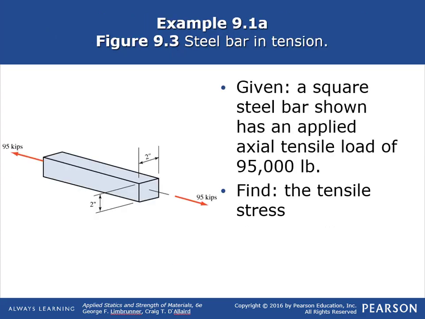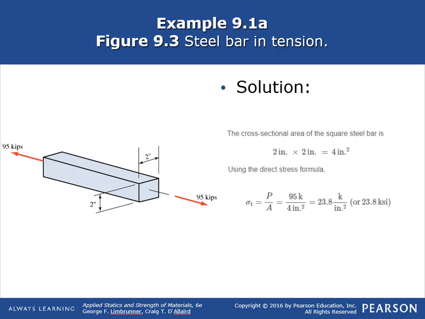First of all, example 9.1. The problem is: given a square steel bar shown, it has an applied axial tensile load of 95,000 pounds. Find the tensile stress. So the solution is, first you need to find the area, which is 2 square inches by 2 square inches, 4 square inches, and then we use our direct stress formula where the tensile stress equals the load divided by the area. We solve for the stress, which is 23 KSI.